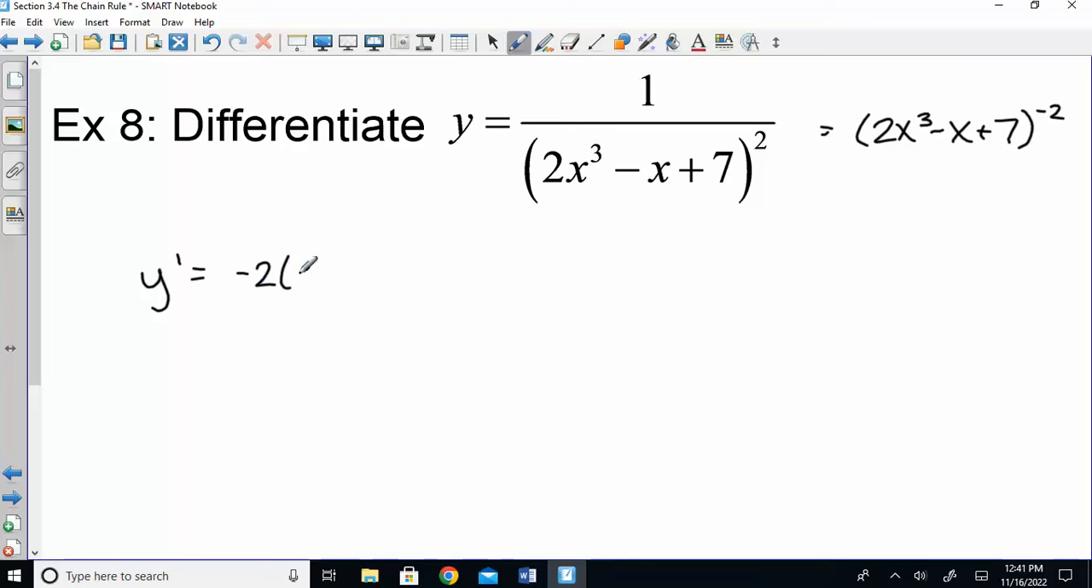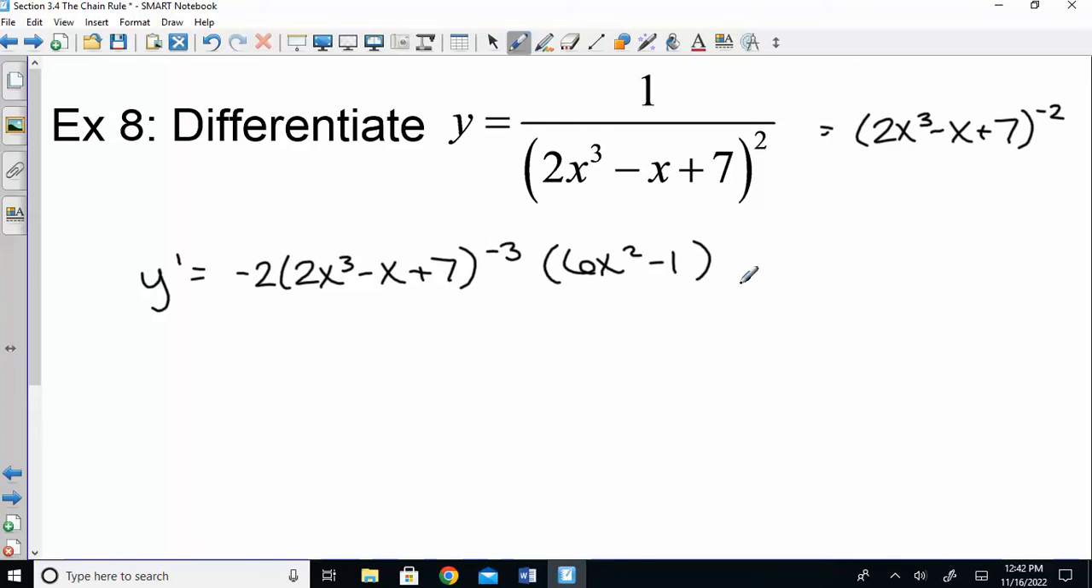So then we get negative 2 times 2x cubed minus x plus 7 to the negative 3. And then derivative of the inside is 6x squared minus 1. If you did quotient rule, your answer isn't going to look quite like this, but algebraically they are equivalent. Like this negative 3 would move down to the bottom. So if you did quotient rule, you would have negative 12x squared plus 2 over 2x cubed minus x plus 7 to the third. So you get the same thing, just written a little bit differently.